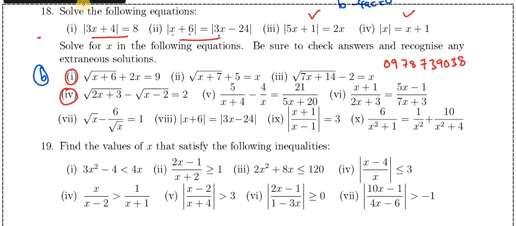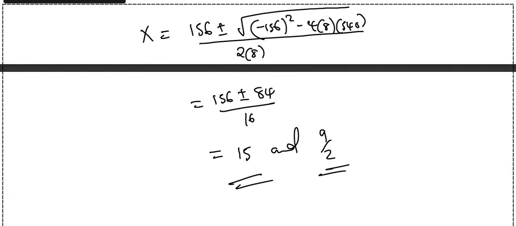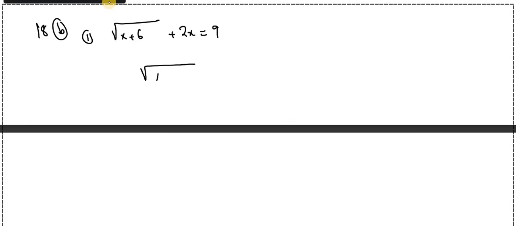Now we are going to solve the first one. Let's call it 18b. We are having the square root of x plus 6, then plus 2x is equal to 9. You're seeing that there's only one square root. Here we'll take everything else to be on the same side. Everything that doesn't have a square root should be on the other side. This is what you're going to have. Then from here, you square both sides.